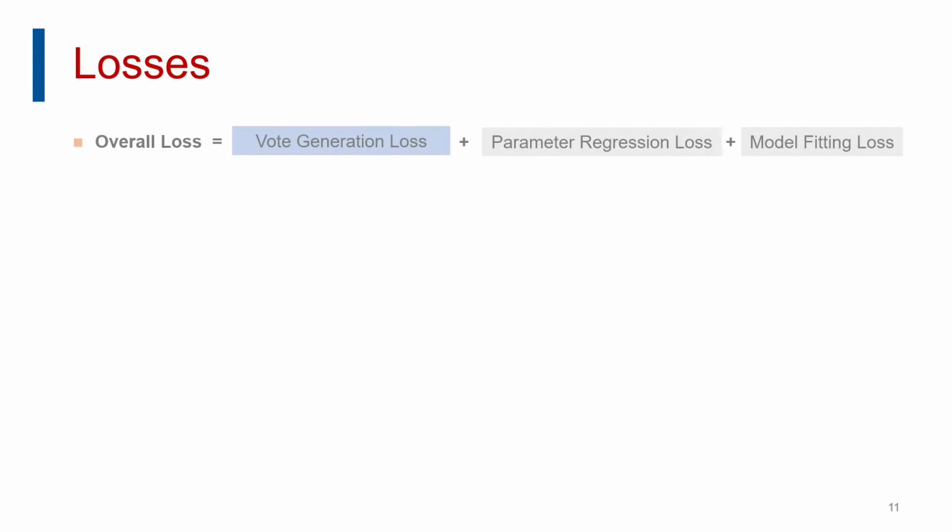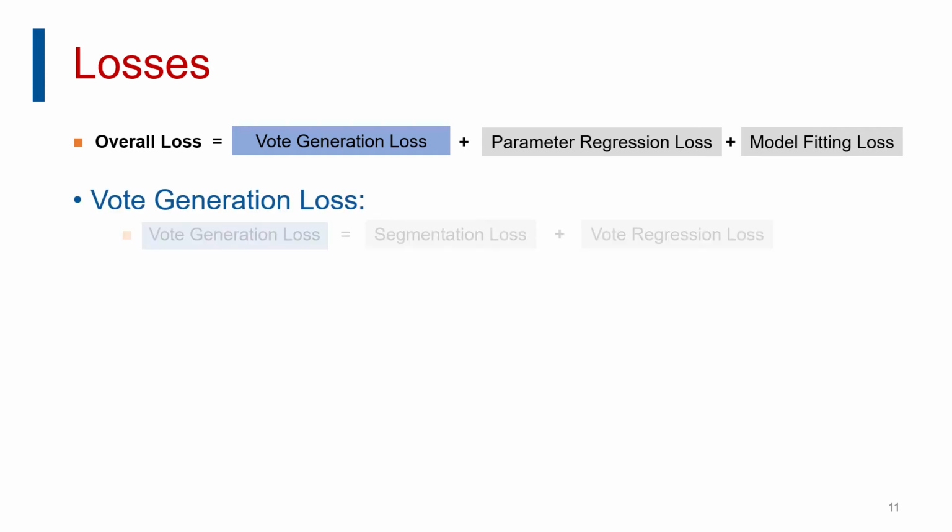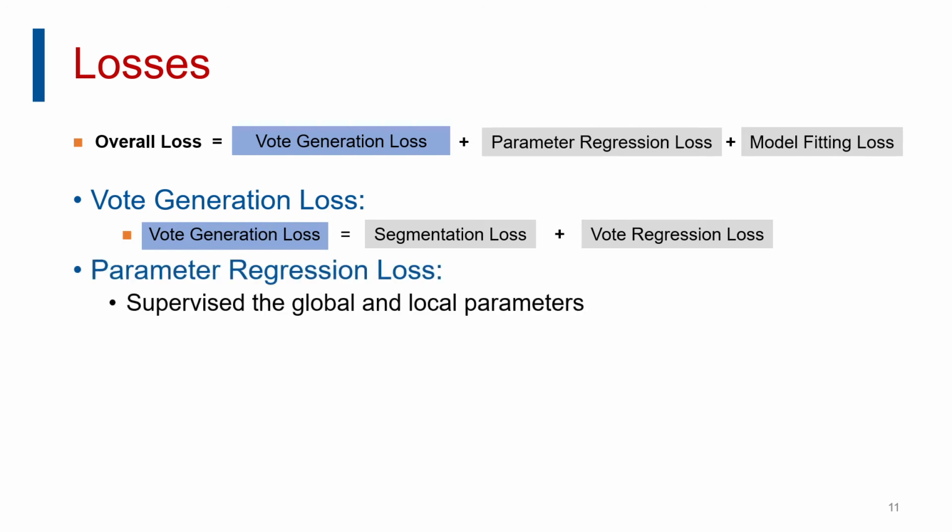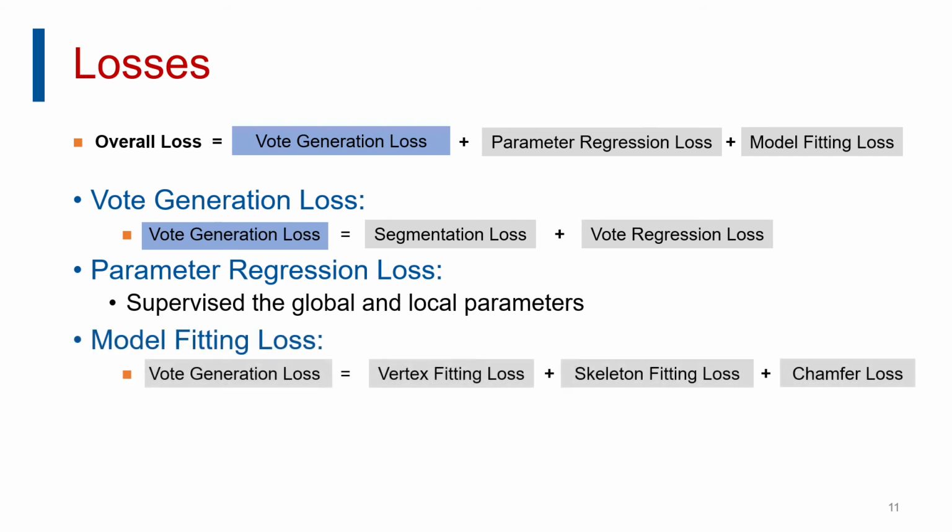The overall loss function for our VoteHMR can be divided into the vote generation loss, the parameter regression loss for the global and local parameters, and the model fitting loss. Vote generation loss includes the segmentation loss and vote regression loss to supervise vote results. In parameter regression loss, we supervise the global and local parameters of the SMPL model. The model fitting loss includes the vertex fitting loss, skeleton fitting loss, and a chamfer loss.